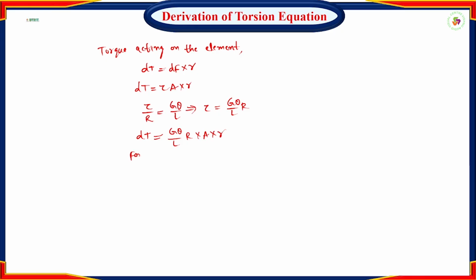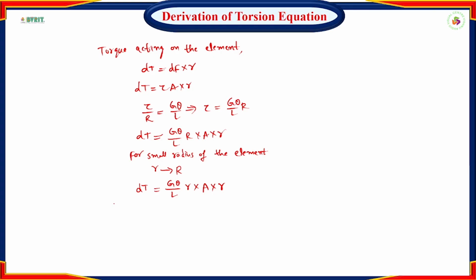Now for a small radius of the element, we can replace capital R with small r. Now dT can be written as G theta by L into r into area into r.